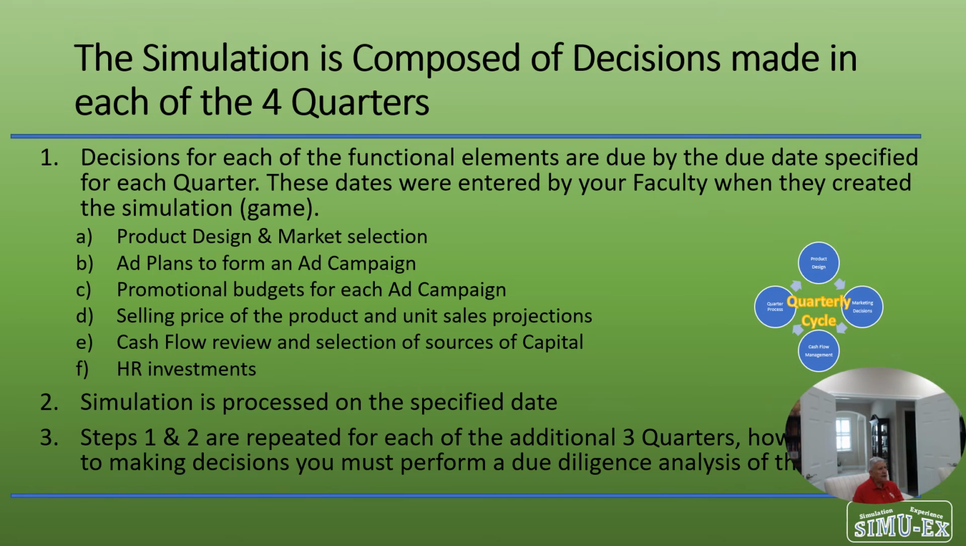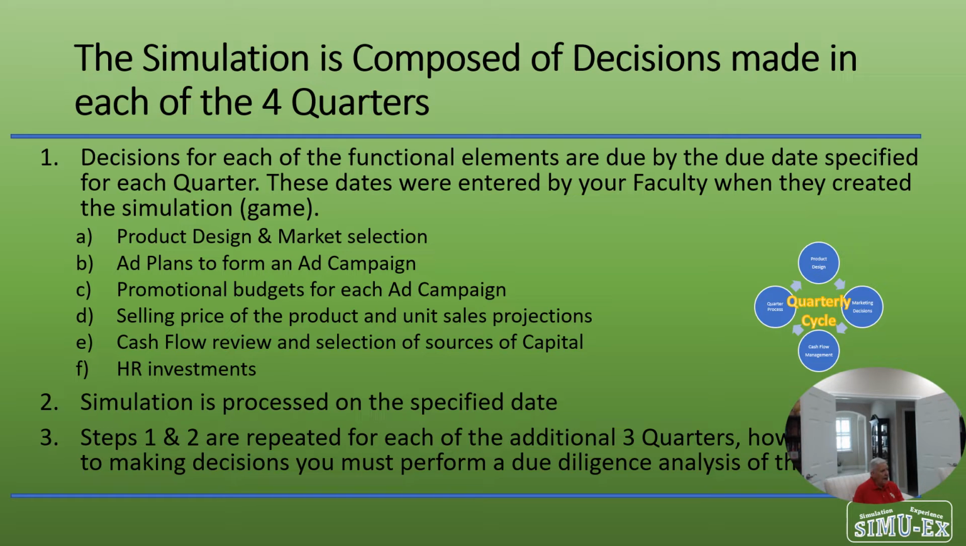The procedure you follow during each quarter is the same. However, the due diligence that is performed in quarters 2, 3, and 4 is far more extensive than your initial due diligence. During each quarter, you will look at product design, if configured to be allowed to do so, the market selections, which markets you wish to sell in, the ad plans to create an ad campaign, the promotional budgets associated with those ad campaigns, the price of the product, and the projections of units to be sold.